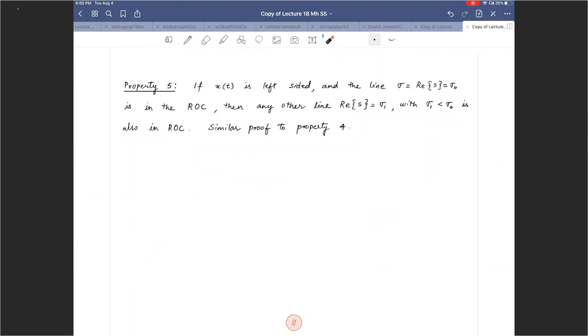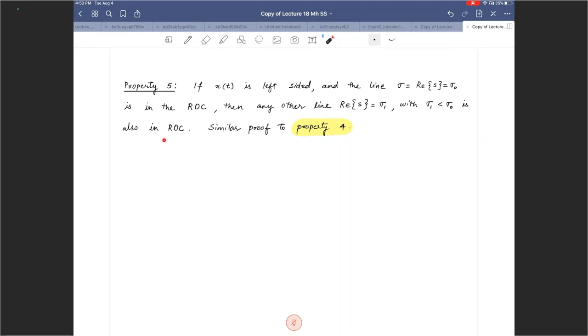Now coming to property 5, which is something that's new. We have not talked about this yet. It is related to property 4. This is very similar to an earlier property, property 4. So we are not proving it here because we have already proved property 4, but it is with respect to the left-sided signal. So if x of t is left-sided and there is a vertical line sigma equals sigma sub 0 in the region of convergence, then any other vertical line, sigma equals sigma sub 1 with sigma sub 1 less than sigma sub 0, will also be in the region of convergence.